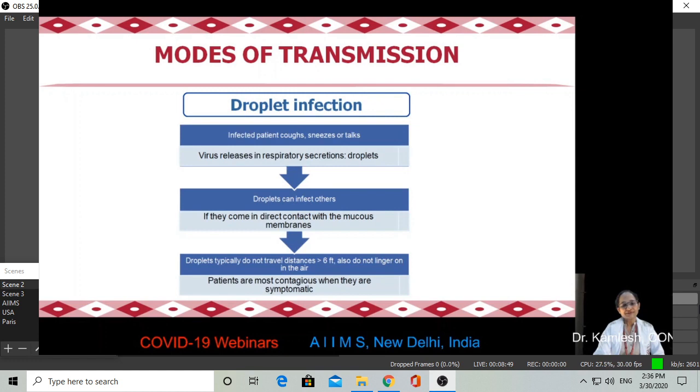Now, how does this transmission take place? The droplets. When an infected patient coughs, sneezes or talks, the virus is released into the respiratory secretions as droplets. These droplets can infect others if they come in direct contact with the mucous membranes. The droplets typically do not travel more than 6 feet. Also, they do not linger in the air, and hence there are lesser chances of this transmission being airborne or via droplet nuclei. Patients are most contagious when they are symptomatic.